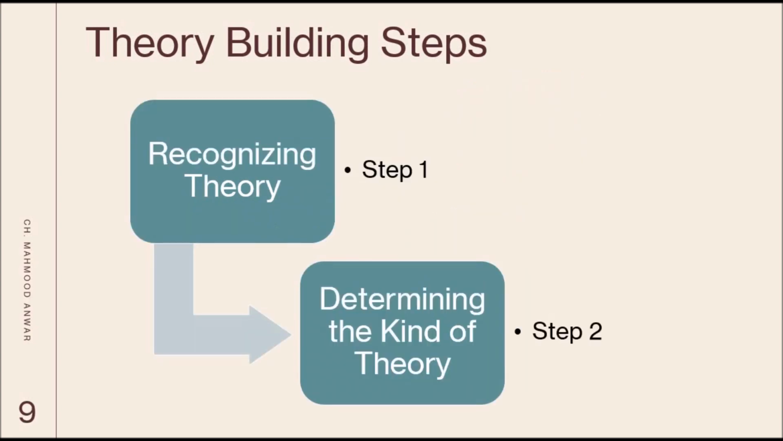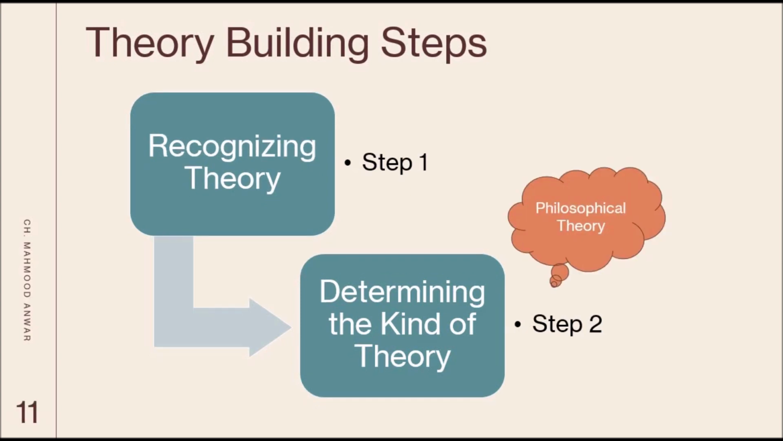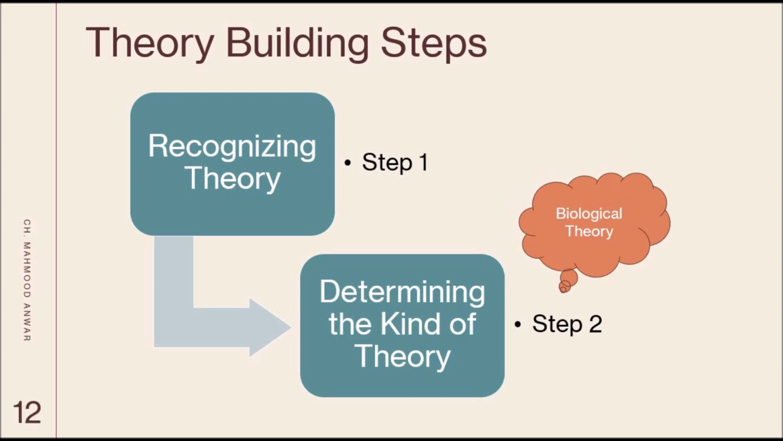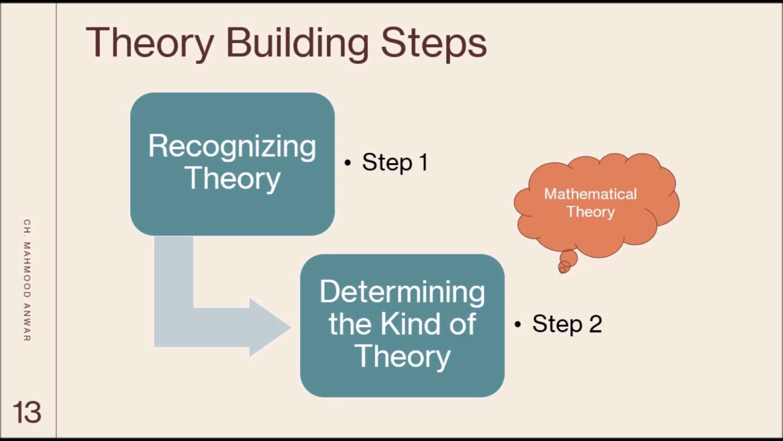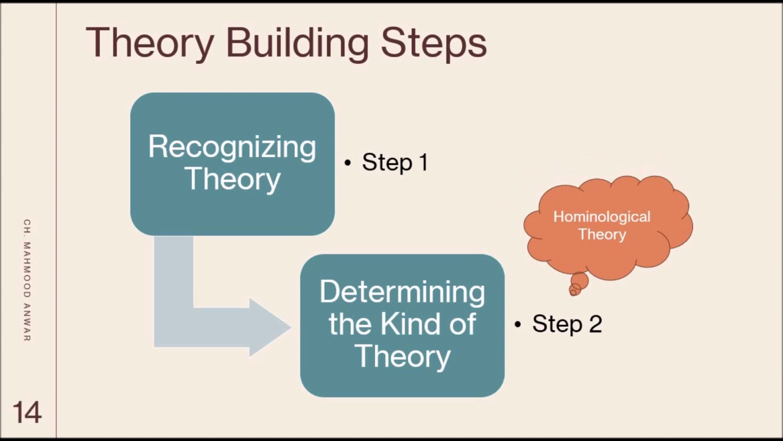The second step is determining the kind of theory. You need to determine what kind of theory you are working on or you want to work on. There are many kinds of theories. For instance, scientific theory, philosophical theory, biological theory, mathematical theory, phenomenological theory.